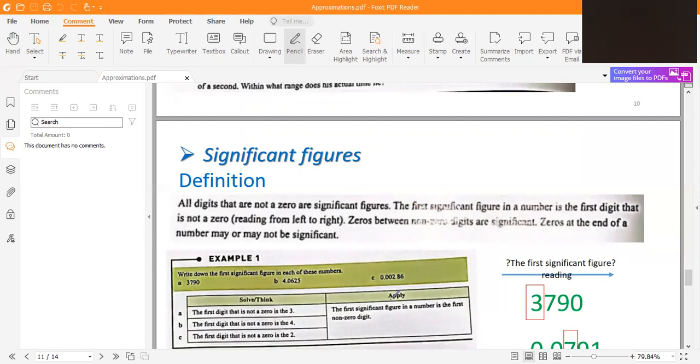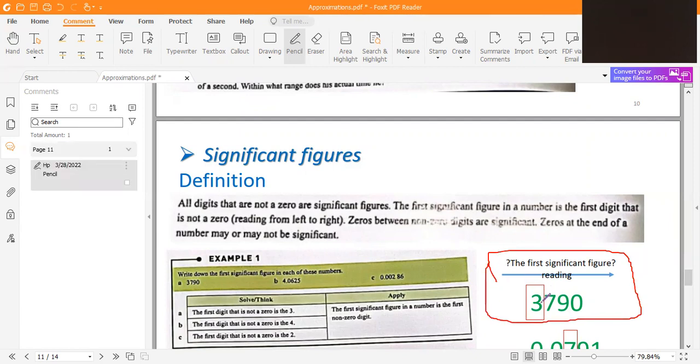So first, we should read to find the first significant figure from left to right, like this arrow here. We have this number. How to find the first significant figure? So 3 is not a zero, so it is the first significant figure, then the second significant figure, the third significant figure, and 0 as a fourth significant figure.